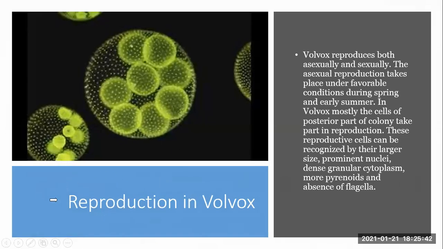Reproduction in Volvox. Volvox reproduces both asexually and sexually. The asexual reproduction takes place under favorable conditions during spring and early summer. In Volvox, mostly the cells of the posterior part of the colony take part in reproduction. These reproductive cells can be recognized by their larger size, prominent nuclei, dense granular cytoplasm, more pyrenoids, and absence of flagella.